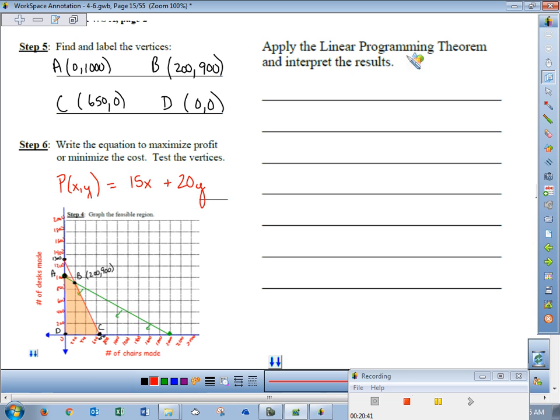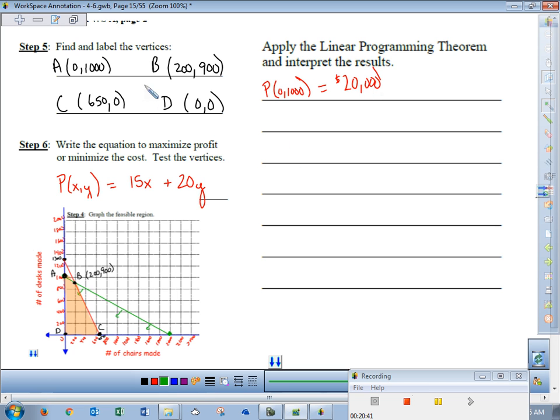So the final move is to apply the linear programming theorem and interpret the results. All that really means is we've got to take these four vertices right here and substitute them into this profit equation. So let's do the profit of point A, which is 0, 1,000. Meaning, put 0 in for X and 1,000 in for Y and see what you get. So 0 times 15 is nothing, and 1,000 times 20 is 20,000. So, boom, $20,000. Let's see what that really means. It means if they made 0 chairs, because X stands for chairs, and they made 1,000 desks, they would profit $20,000. That is totally a possibility for them.